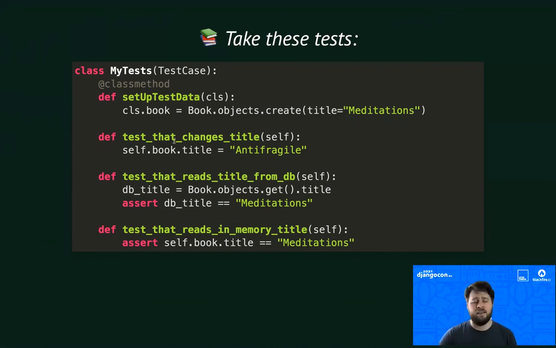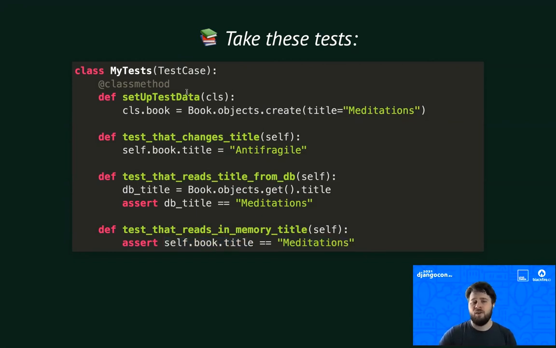So the first test here is just changing the title of the book, but it's not saving it to the database. It's simply accessing that book through self.book and then modifying its title attribute to set it to a different title, Antifragile. The second test here fetches the book out of the database without touching the self.book property. It's simply calling Book.objects.get, which as long as there's one row, will fetch that row. And then it's getting the title field off of that and asserting that it's Meditations. And the third test is asserting that the in-memory title is Meditations.